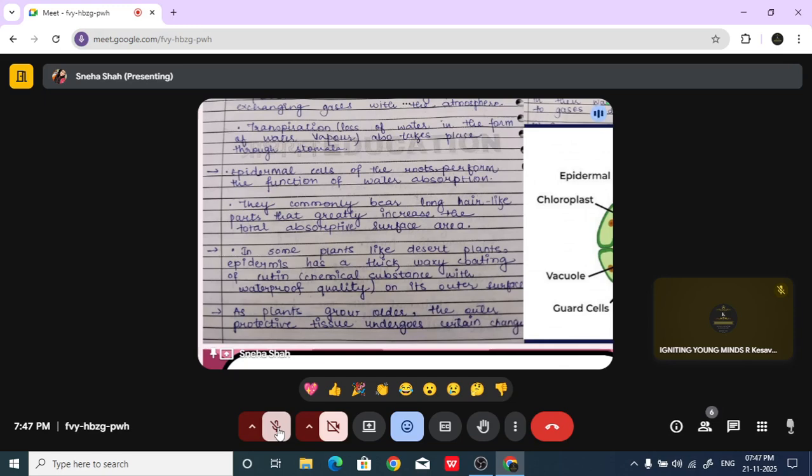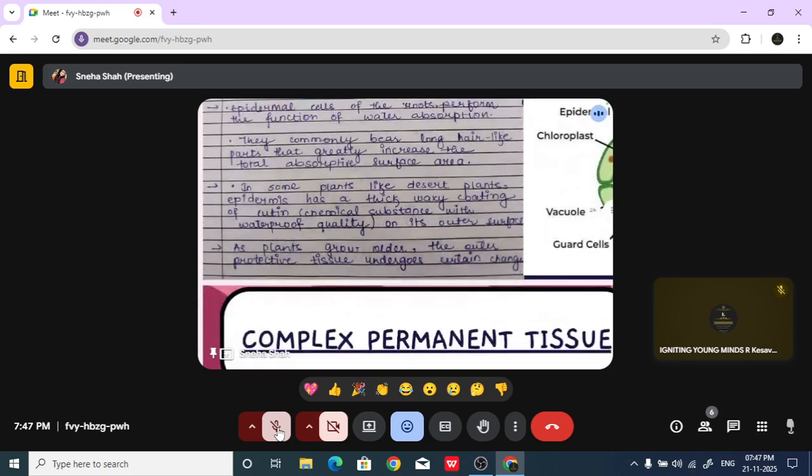If you look at plants like cactus or aloe vera, the outer covering is extremely thick and waxy. This waxy substance which we call cutin helps the epidermis to remain completely closed so that the water loss is minimal. Okay, and as the plants start to convert into trees, the outer protective tissue, that is the epidermis, undergoes certain changes.